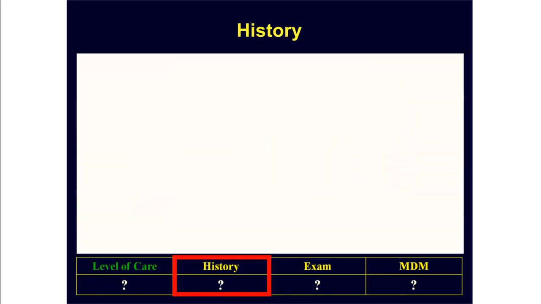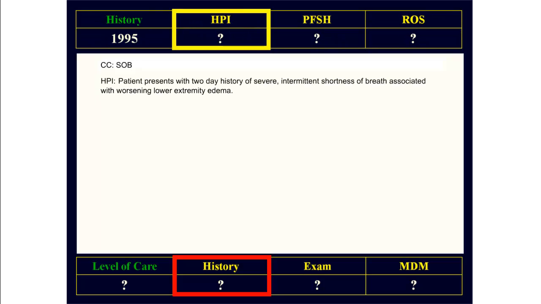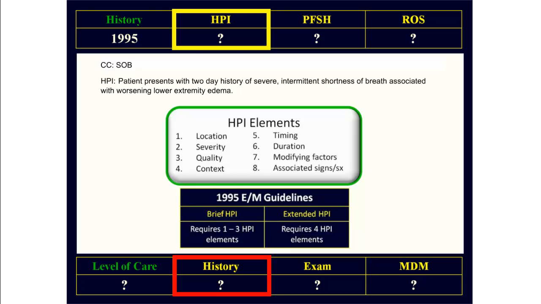First, we do have a valid chief complaint. Then, starting with the HPI, we see the doctor says the patient presents with a 2-day history of severe intermittent shortness of breath associated with worsening lower extremity edema. Here we get credit for the duration of the problem, the severity, the timing, and also associated signs or symptoms. This gives us 4 HPI elements, which is what you need to qualify for an extended HPI. So now we know we have an extended HPI.